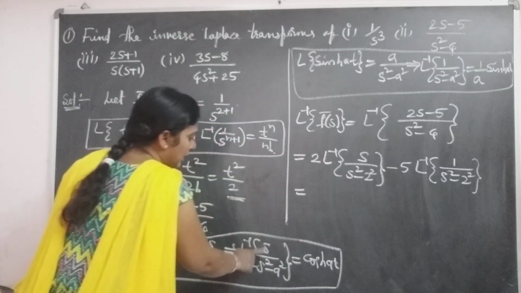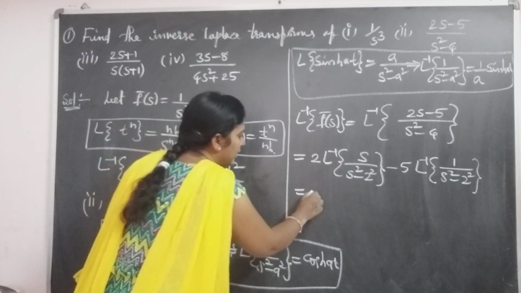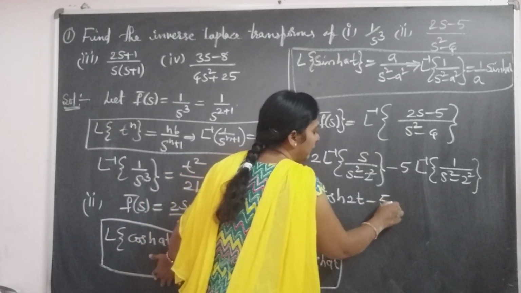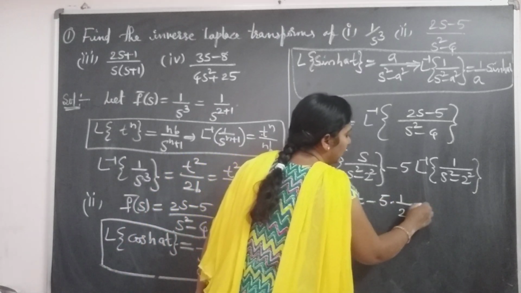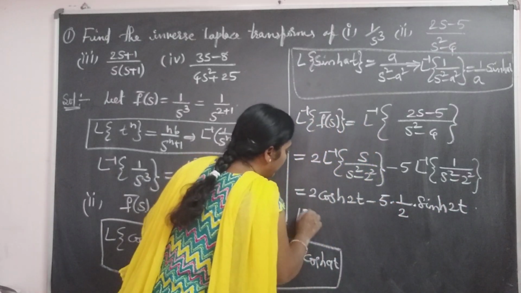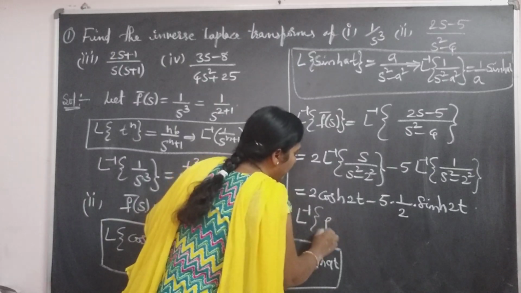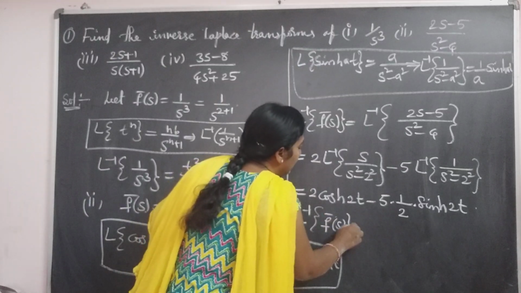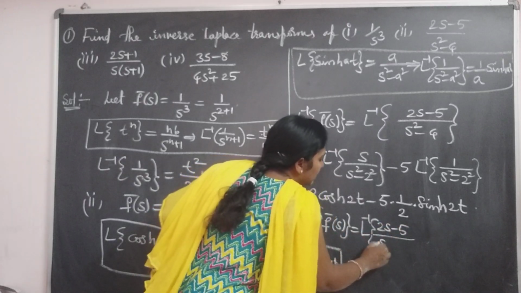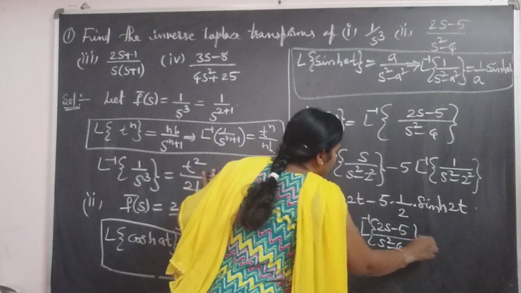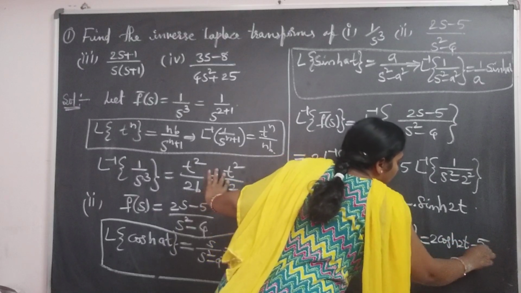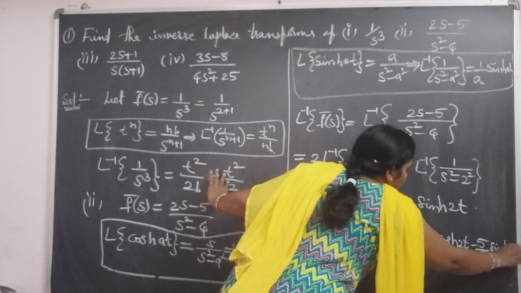This is equal to s by s square minus a square. It is equal to 2 cos h 2t minus 5 into 1 by 2 into sin h 2t. Then L inverse of f bar of s, that is equal to L inverse of 2s minus 5 by s square minus 4. It is equal to 2 cos h 2t minus 5 by 2 sin h 2t.